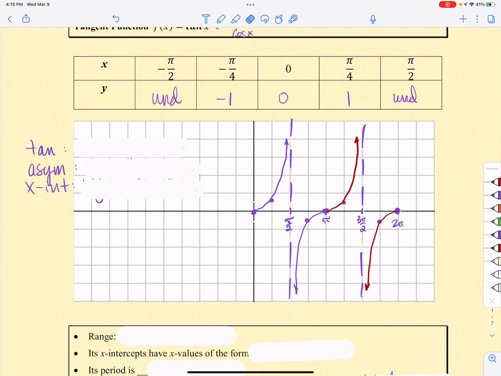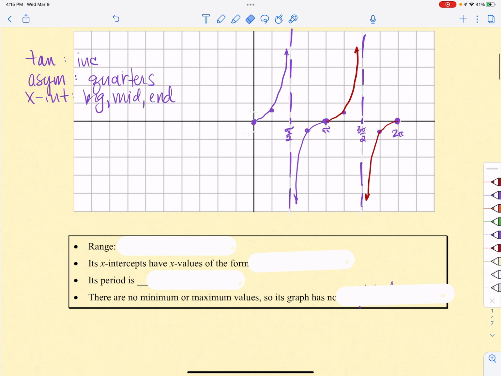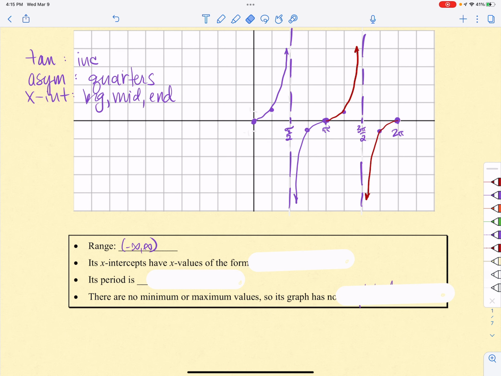And I said these, but I didn't uncover them. Notice that my tangent graph is increasing. This time the asymptotes occur at the quarters, and the x-intercepts occur at the beginning, middle, and ending. So that's how the parent graph looks. My range is going to be all real numbers.